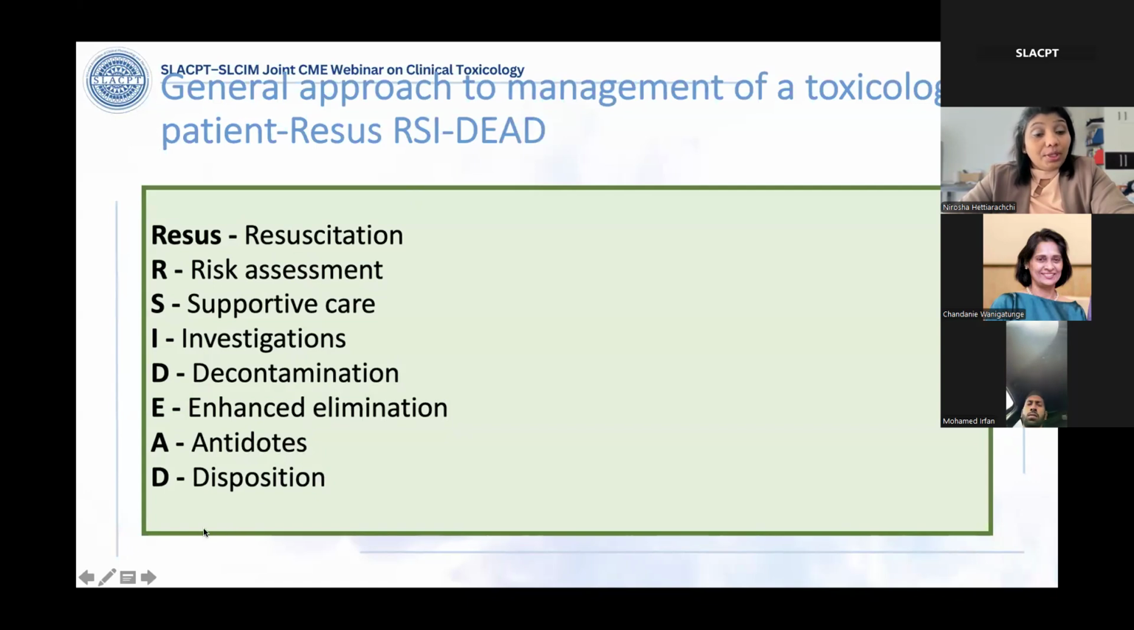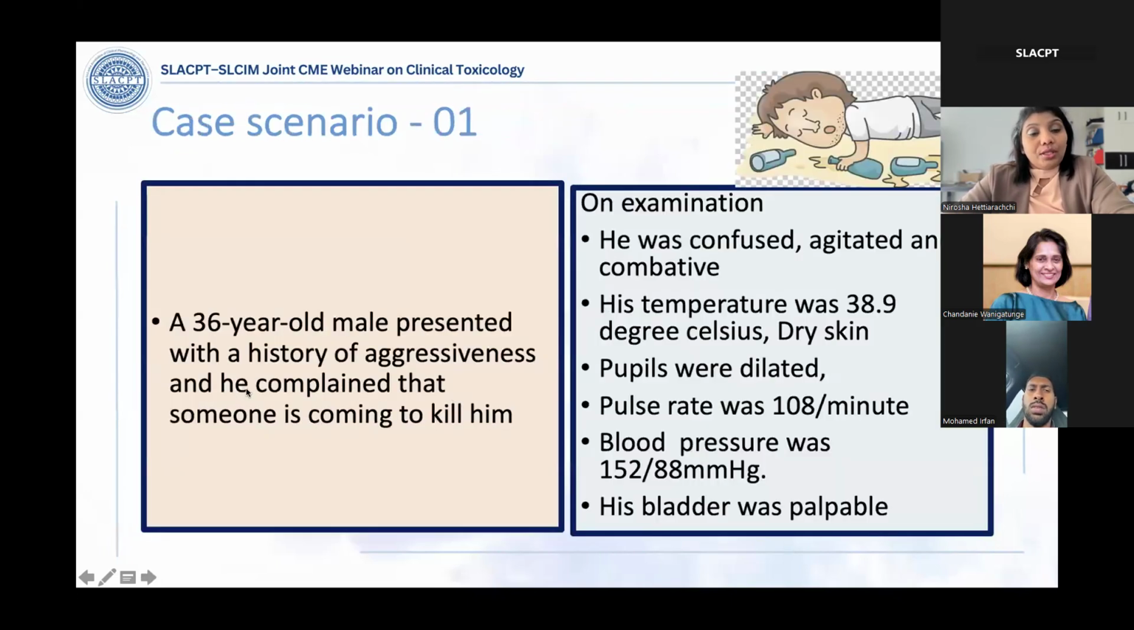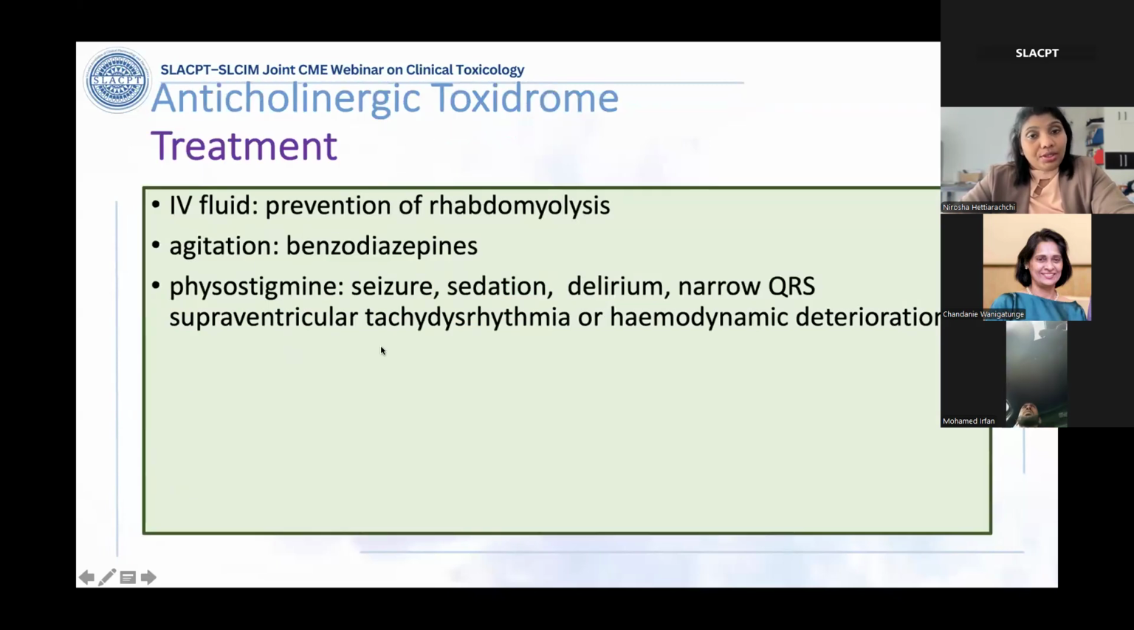The last D is for disposition, that is where you are going to put the patient, whether you are going to put the patient into the ICU, into the ward, or whether you are going to discharge the patient. So in this patient, as we discussed before, it's an anticholinergic toxidrome. You have to give a lot of fluids to prevent rhabdomyolysis in these sort of patients. To prevent agitation, benzodiazepines can be given.